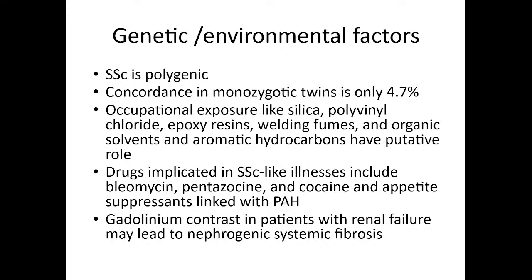So there may be some drugs also which are known to cause a scleroderma-like phenotype. Those are bleomycin, pentazocine, cocaine, appetite suppressants, which were earlier linked to the development of pulmonary artery hypertension. Okay, so even gadolinium contrast in patients with renal failure has been known to cause nephrogenic systemic fibrosis. Okay, so various drugs and occupational exposures can be linked to development of fibrosing conditions.